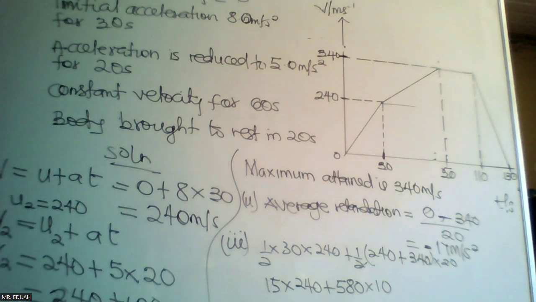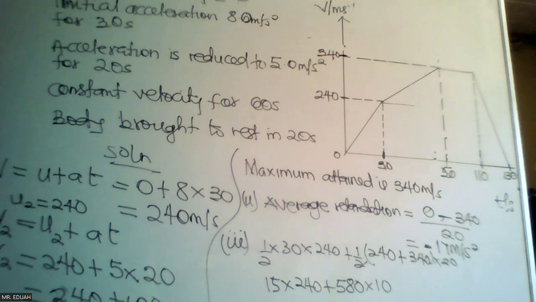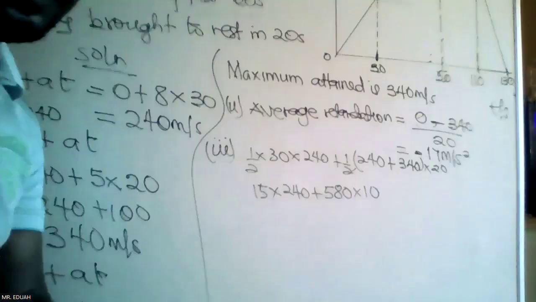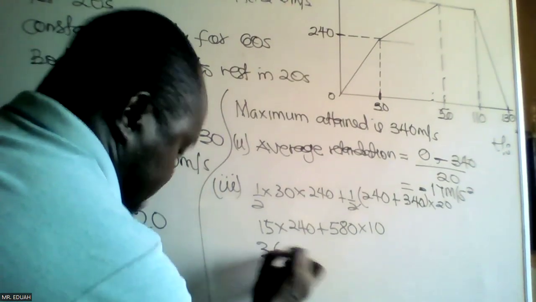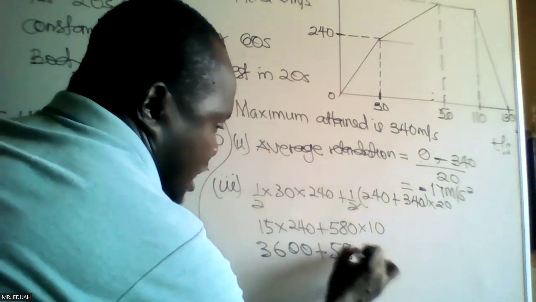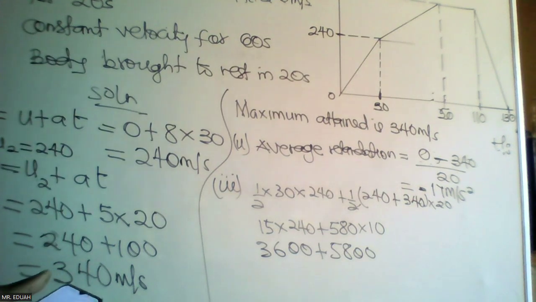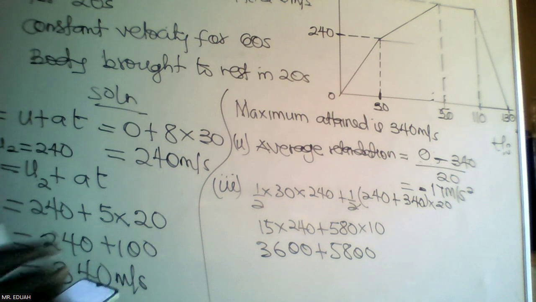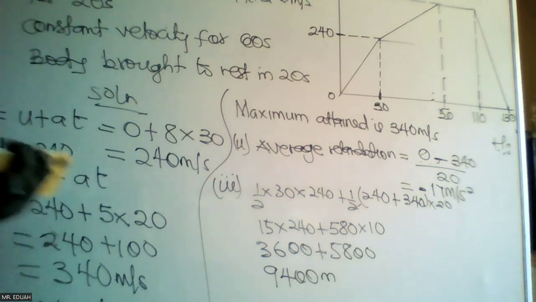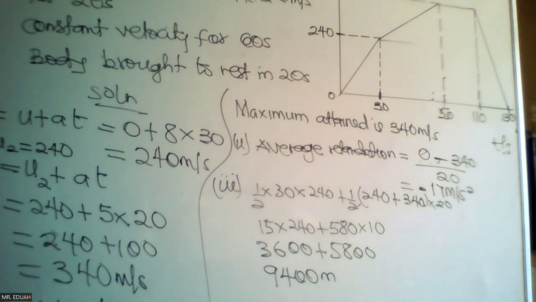Okay. And 15 times 240, this is 3,600, plus 5,800. So this plus 5,800, we have 9,400 meters as the total distance.